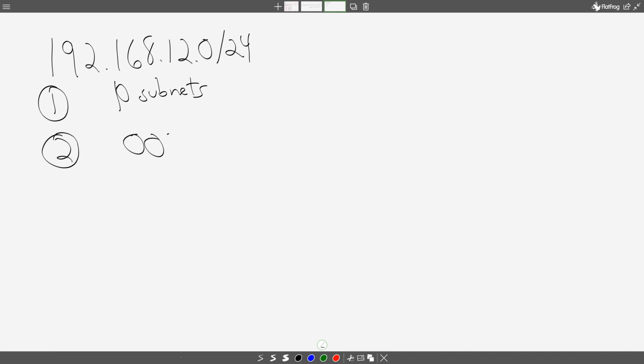1, 2, 3, 4, 5, 6, 7, 8. The reason I do this is so students will understand that you are borrowing these host bits. You're not just pulling numbers out of the air. You're coming up here and looking at how many host bits you have. You're then writing those host bits down here so that you are able to know that I am borrowing the host bits.